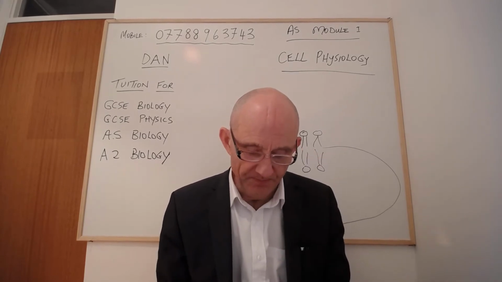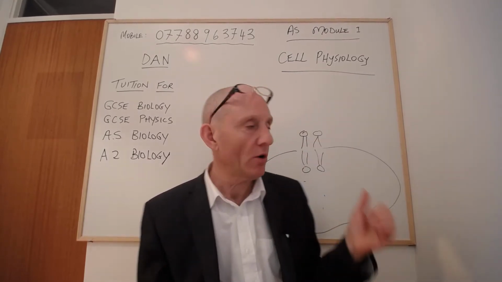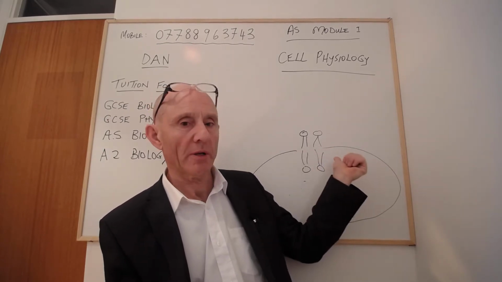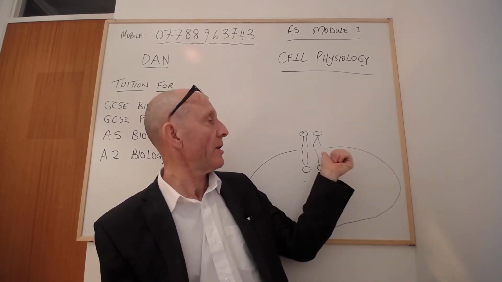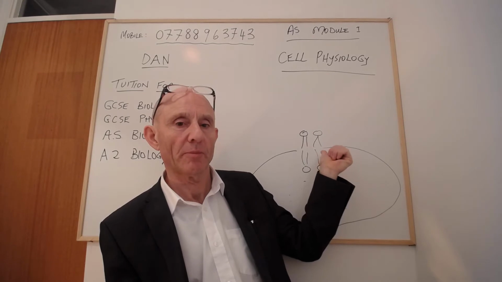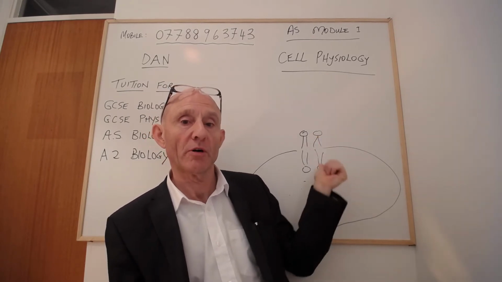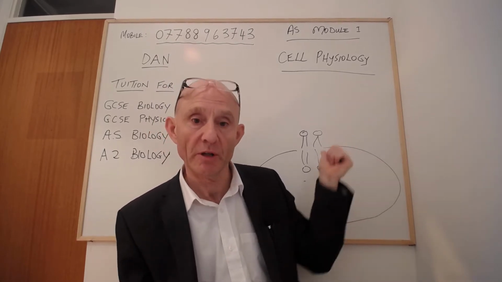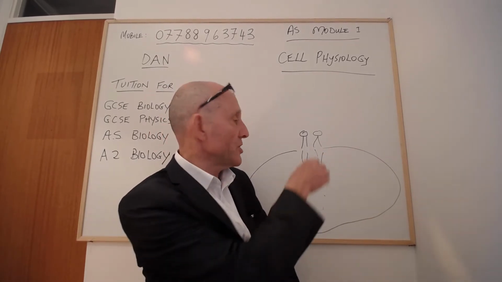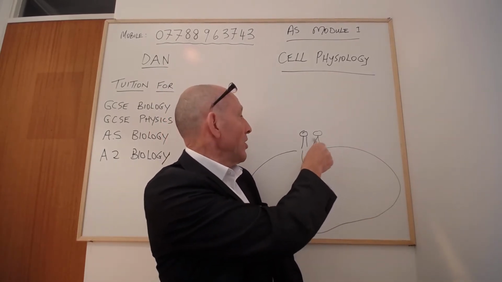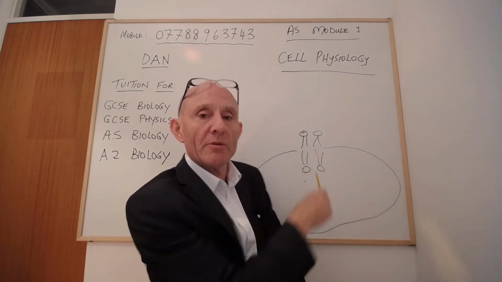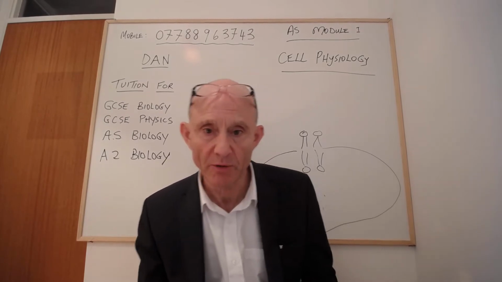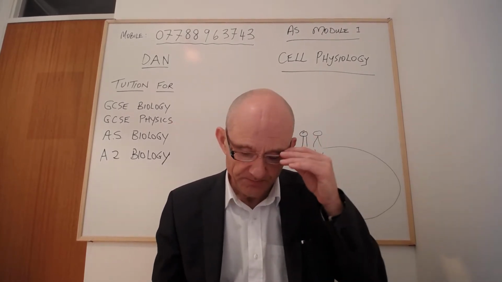And I've said there, because non-polar molecules are quite happy to be in contact with these phospholipids, non-polar molecules can get across the membrane quite easily. However, charged or polar molecules, when they come in contact with these phospholipid tails, simply can't get through. They're repelled by these hydrophobic tails.